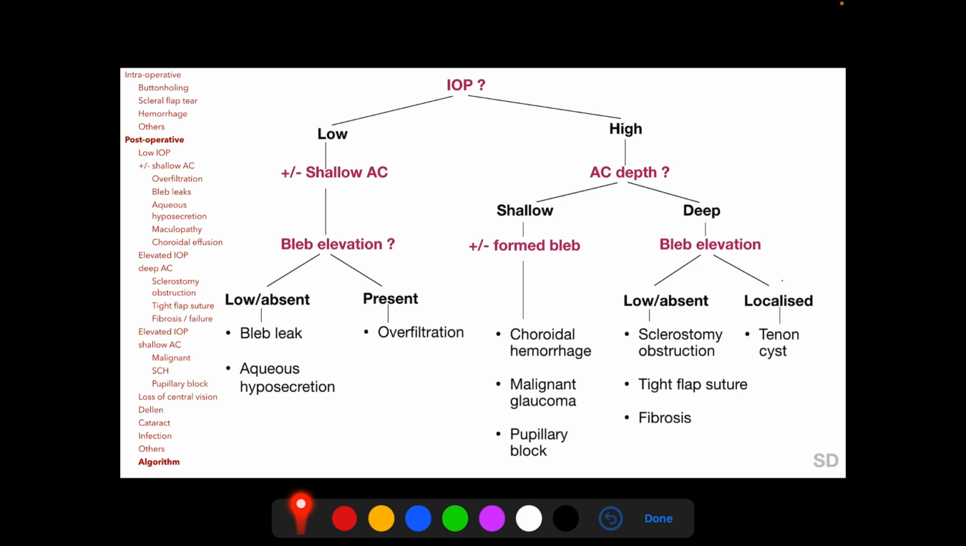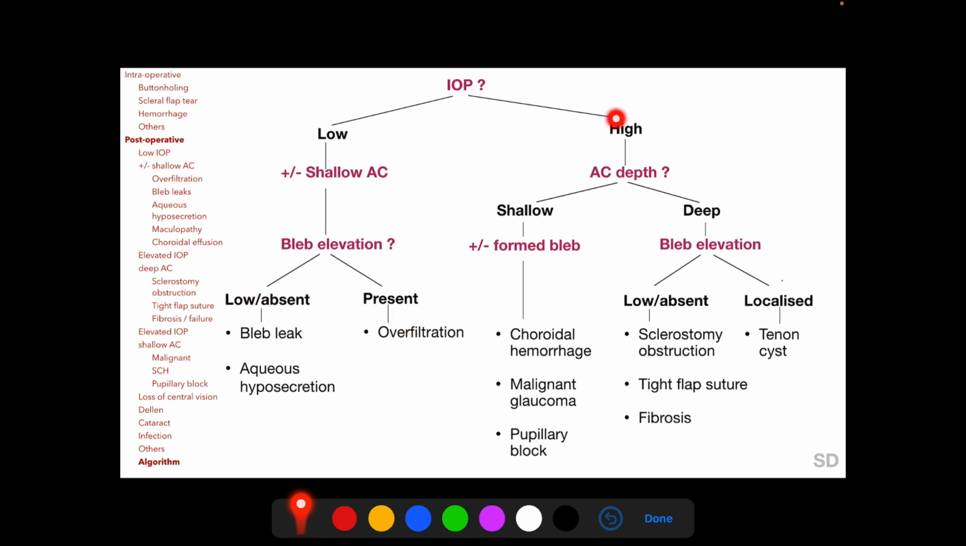This chart shows a very important algorithm to diagnose post-operative complications following trabeculectomy and considers the intraocular pressure, the depth of the anterior chamber, and the appearance of the bleb following surgery. Patients with a low intraocular pressure with or without a shallow anterior chamber may be having a bleb leak or aqueous hyposecretion if the bleb is low or absent, or overfiltration if the bleb is present.